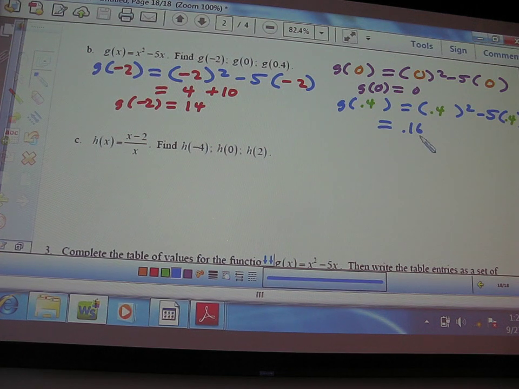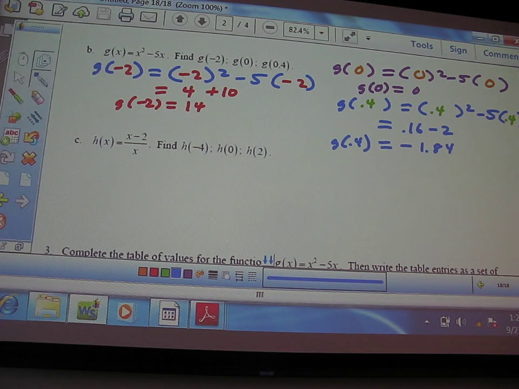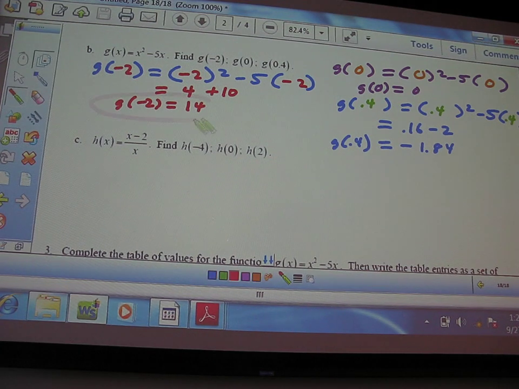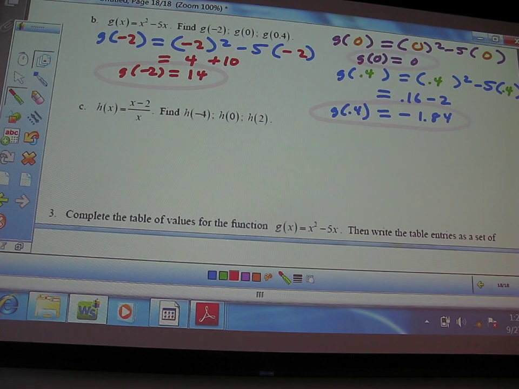And then -5 times 0.4 is 2, so -2. If you add those up in your calculator, you'll get -1.84. That's g of 0.4. Didn't get them, that's okay. Go over this, write down the correct steps and then go over it later. Maybe talk to a tutor about it. We've got plenty of tutors.